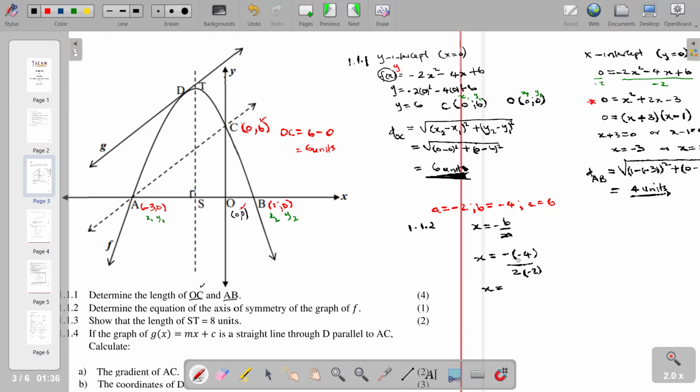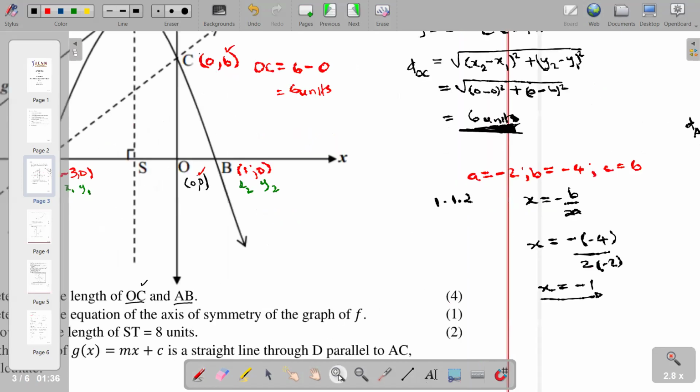If you check by punching this on your calculator, you get x equal to negative 1. This is the equation of the axis of symmetry. So you have to take note that the equation of the axis of symmetry for a parabola is a vertical line. Then we go to the next question.